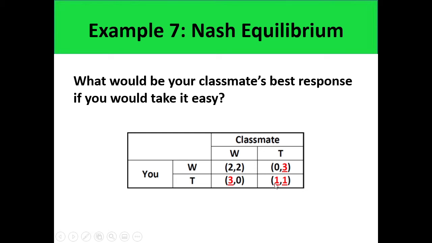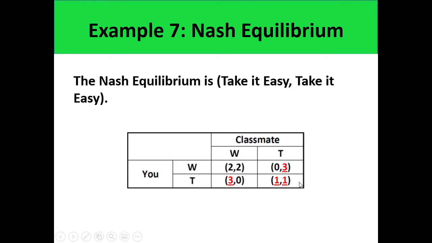Now notice that this cell has 2 underlines. So this means that the Nash equilibrium is take it easy, comma, take it easy. Because these 2 correspond to the best responses of the row and the column player. So in this case, the Nash equilibrium is take it easy, comma, take it easy.